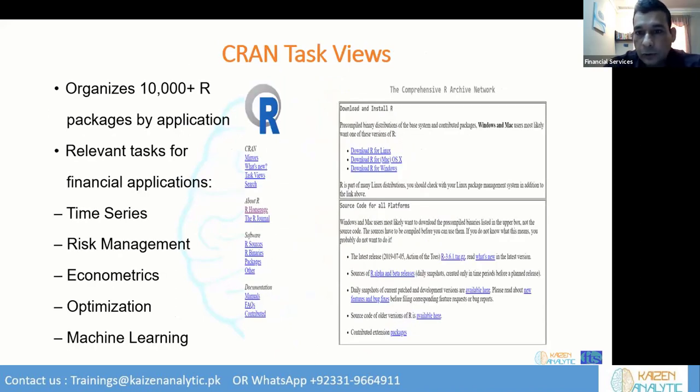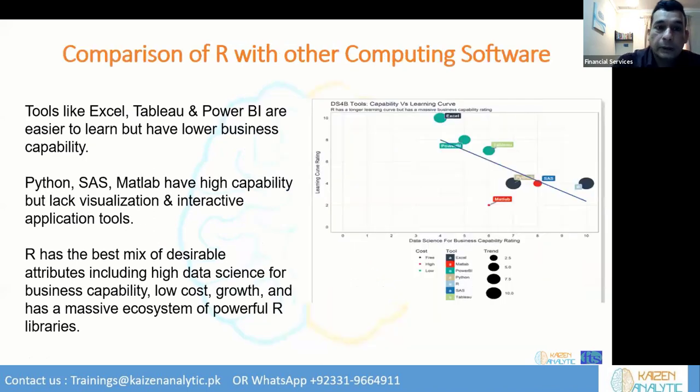Then this is the CRAN task views screenshot. CRAN is the Comprehensive R Archive Network. On the right hand side, there are download and install options, and on the left hand side are the task views. CRAN is a repository of all the packages, and it organizes more than 10,000 R packages by application. Relevant tasks for financial applications are time series, risk management, econometrics, optimization, and machine learning.